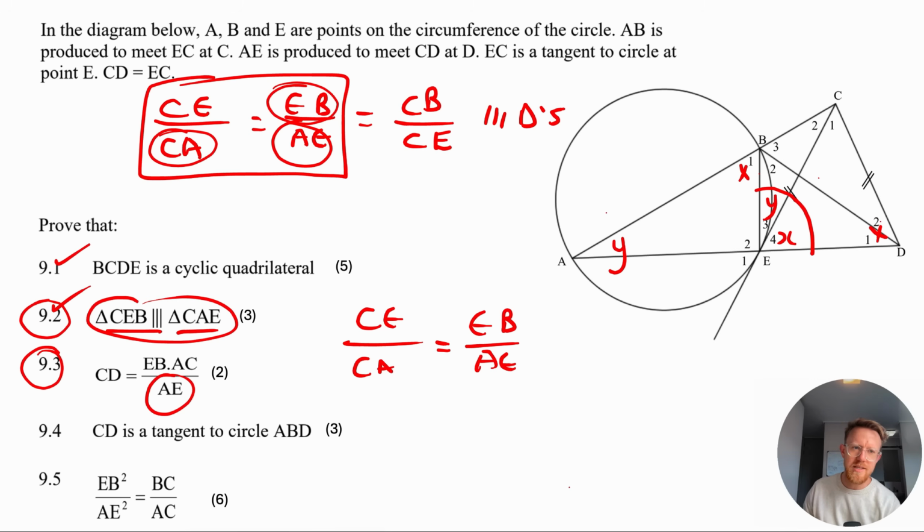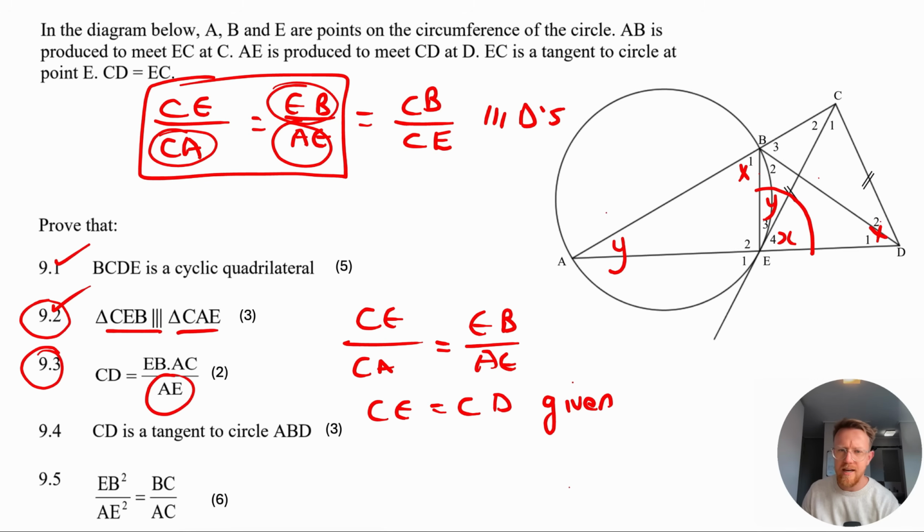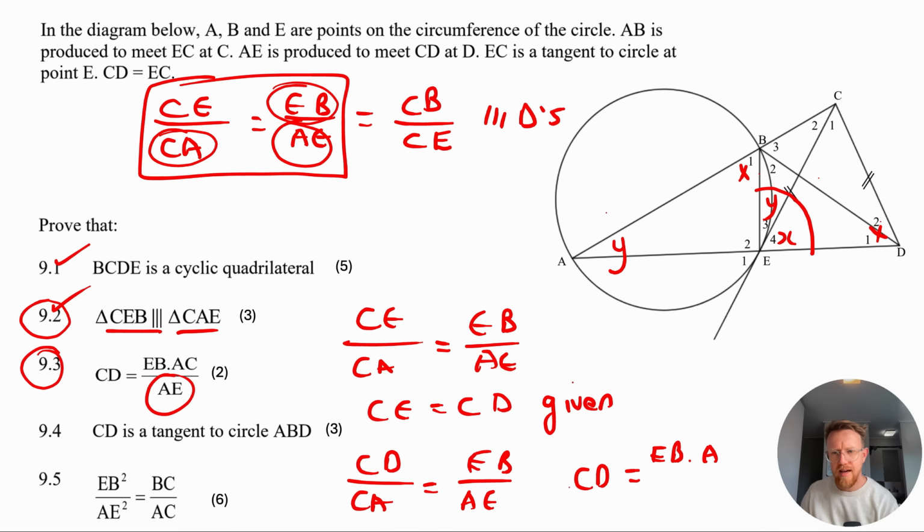But now the missing one is, what they want is CD, but we have CE. But we know from our diagram that CE is the same as CD, so we can just remind the examiner that we know that. So CE is the same as CD, and that was given to us in the beginning. And so then we can replace that with CD over CA equals EB over AE. And then you just get CD alone. And so you're going to end up with EB times AC over AE. Done.